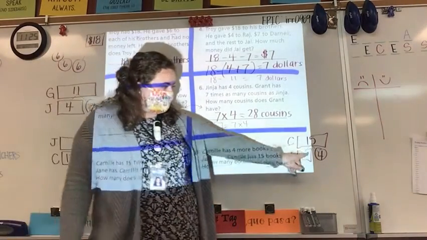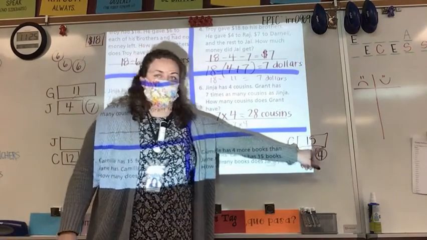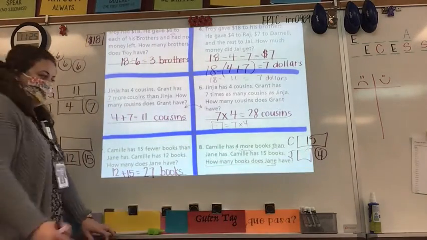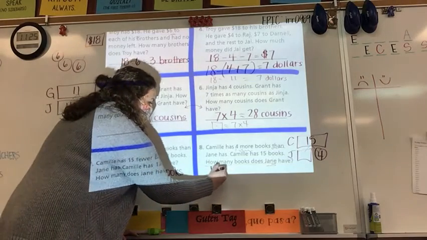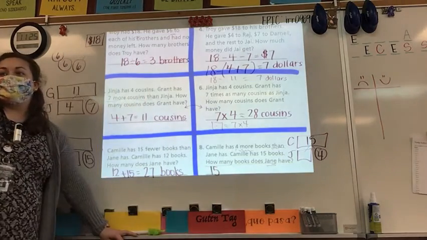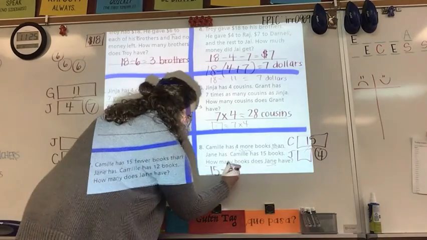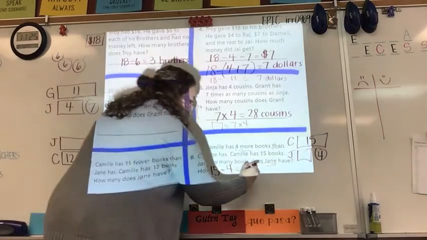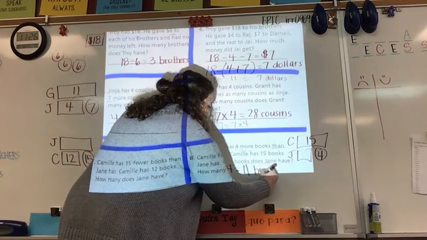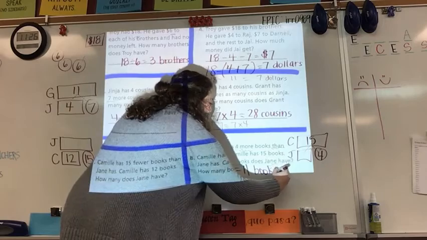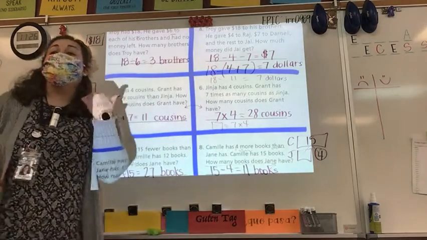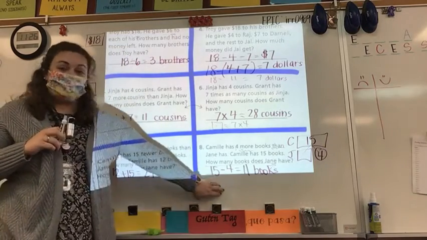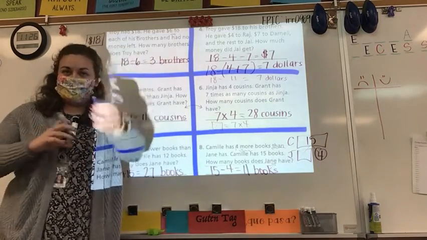This kind of looks like a math mountain with 15 on top, and we lost 4 to that side. What would my equation be here? 15 minus 4 equals. What'd you get for your answer? 11. Bingo! This is one that a lot of us, even Mrs. Scholes, when I was quick checking your problems, a lot of you got a different answer than this, and I missed it at first because I was going through so fast.